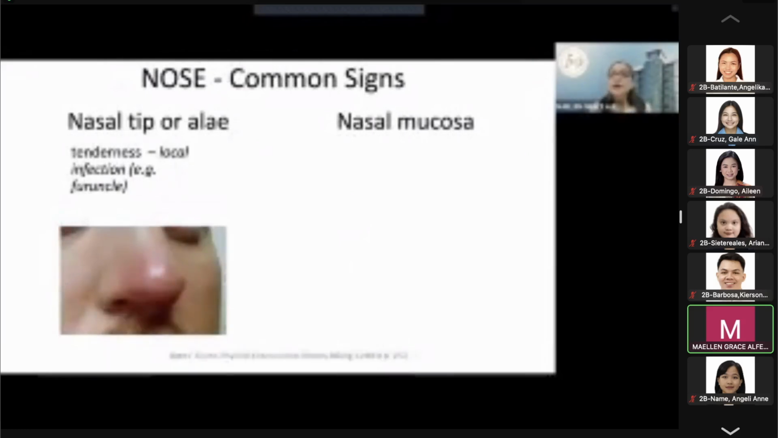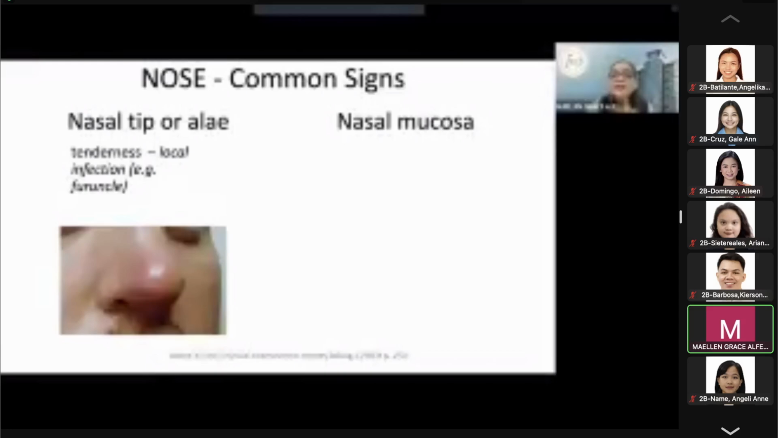Now, what are the common signs? So, we start examination of the nose from outside going inward. Okay. Now, for the nasal tip or ala, so nasal tip here is an example. So you see a reddened nasal tip. And if you palpate this one, this is tender. And it is because of a local infection, for example, a furuncle.